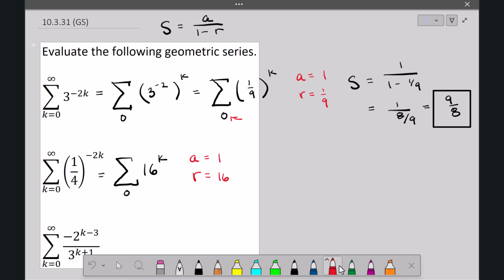Now here we have to be a little cautious. We can only apply this formula up here if we have a convergent geometric series. So if you plug in the A and the R, you will get a value, but that is not going to be the sum of the series because this series diverges. This R is greater than 1, which tells us that the series diverges.